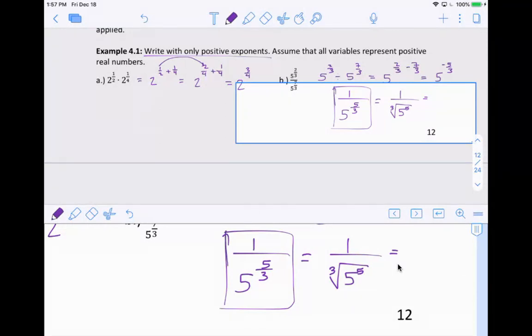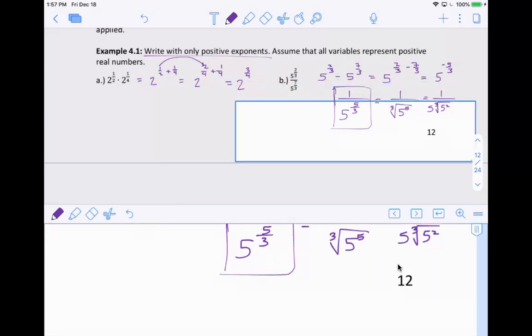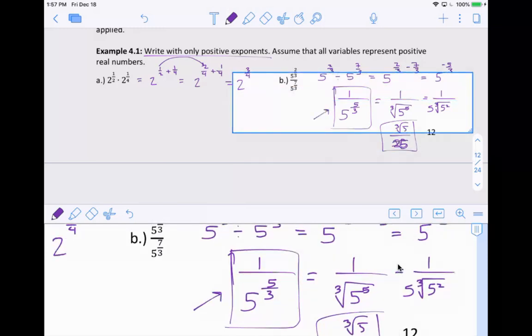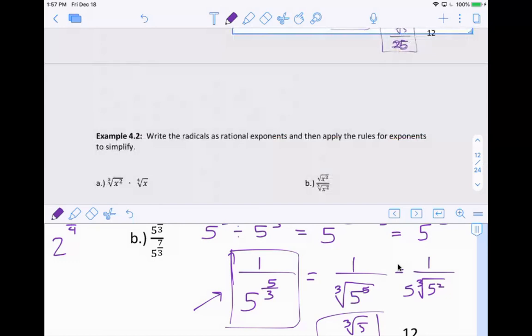If you did want to finish this out, I could easily see 5 cubed root of 5 squared, in which case I'd multiply by another root 5. So I get 25 on the bottom and cubed root of 5 on the top. So this would probably be the best answer, but this would be a perfectly acceptable answer here. All right, cool. Let's go to the next one.